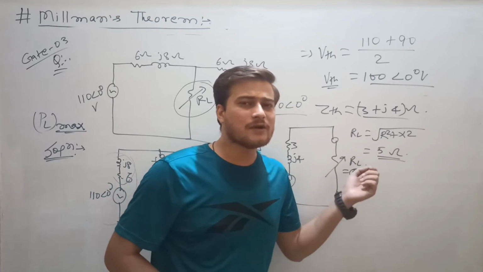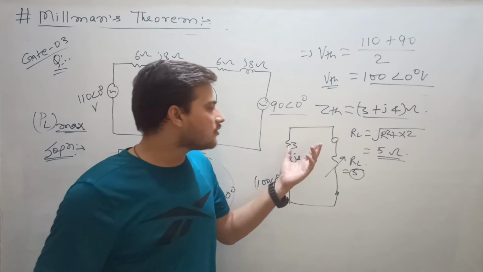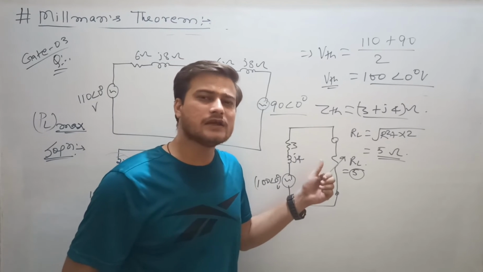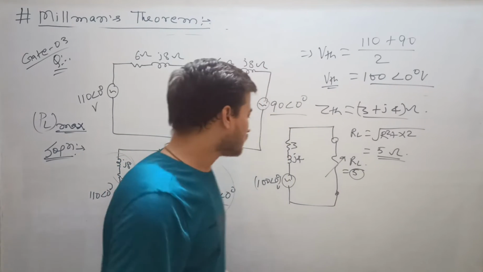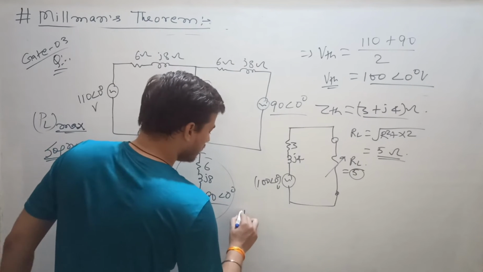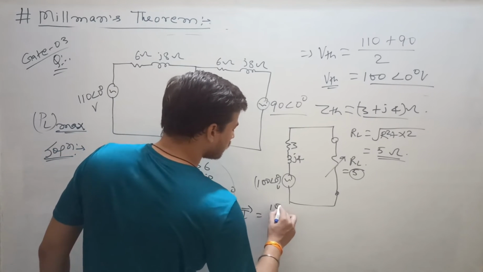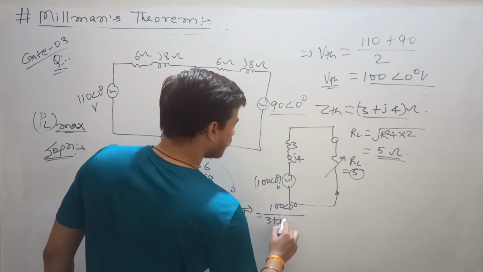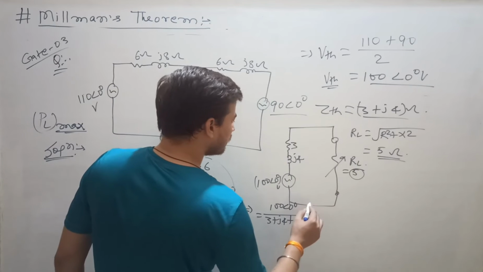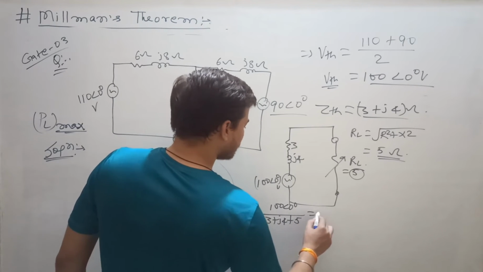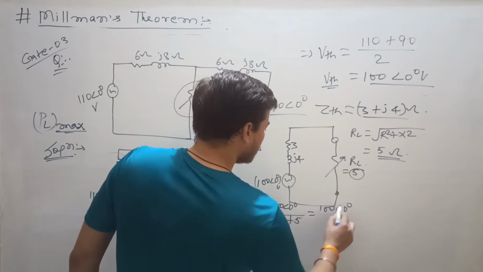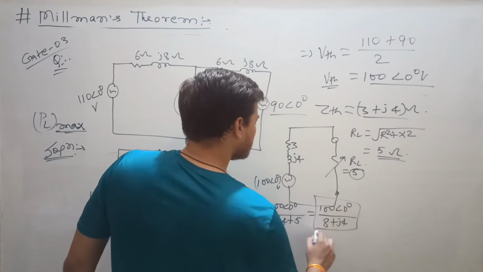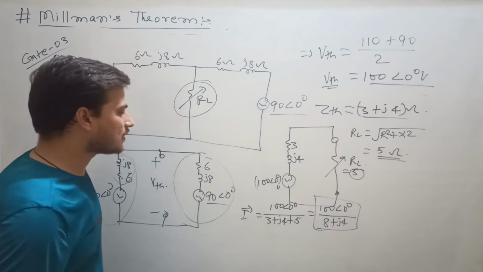Now under this condition we have to find power. How will you find power? If you are able to find the value of current, then current square into R will be equal to power. So let us write the expression for current. I write current in vector form: it will be equal to 100 at the angle 0 degree divided by 3 plus J4 plus 5. That means 100 at the angle 0 degree divided by 8 plus J4.